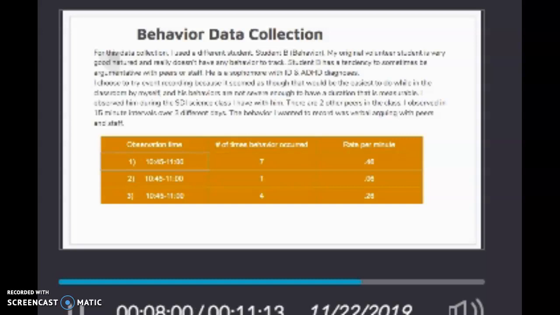And the number of times it occurred in the first observation was 7. The number of times in the second observation was 1. And the number of times in the third observation was 4 times.